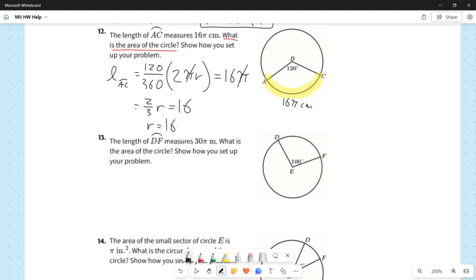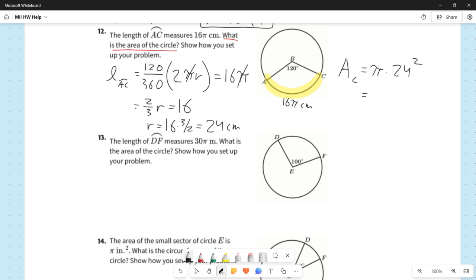I'll even write it out. 16 times 3/2. So half of 16 is 8, and 3 of them is 24 centimeters. And so now for our final answer, this is relatively straightforward. We'll do it over here on the right. The area of the entire circle, not the sector, but the area of the circle, is simply pi r squared. We just found r to be 24, so it's pi times 24 squared.